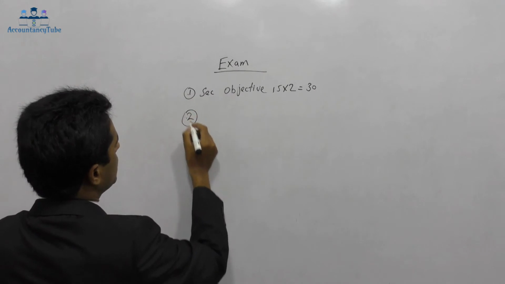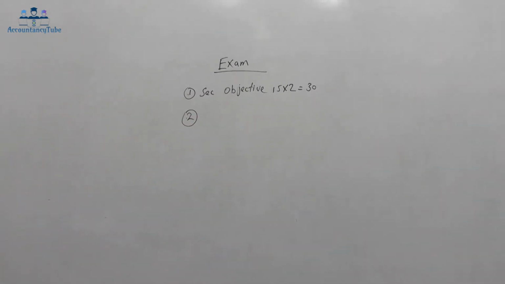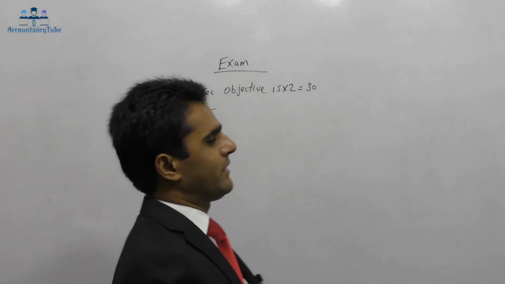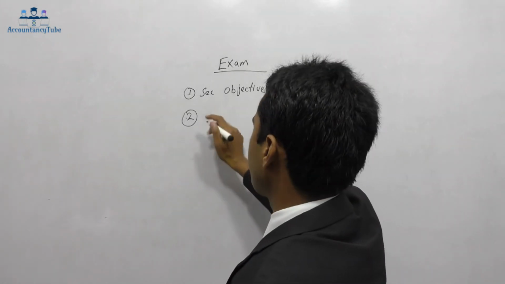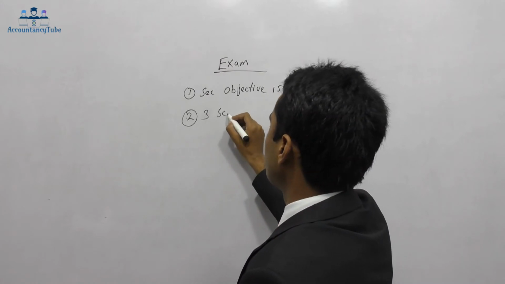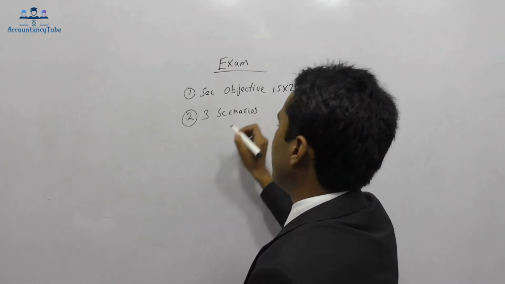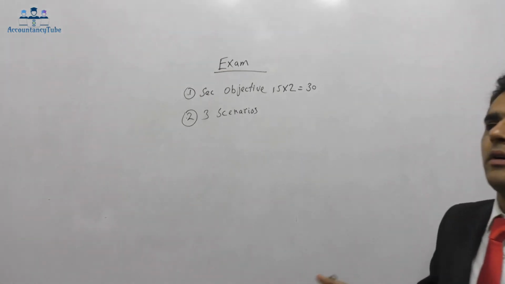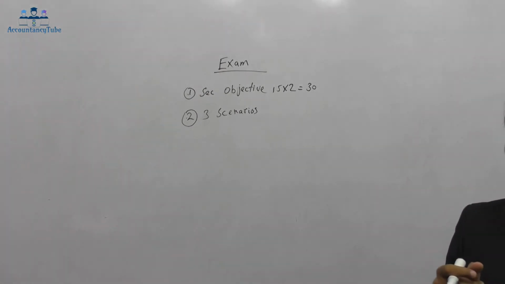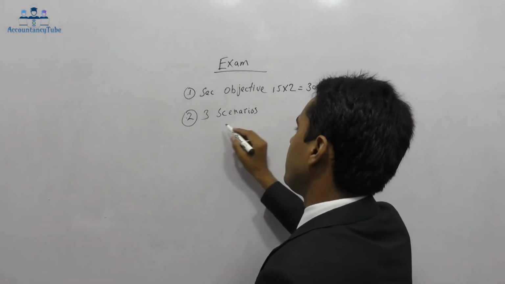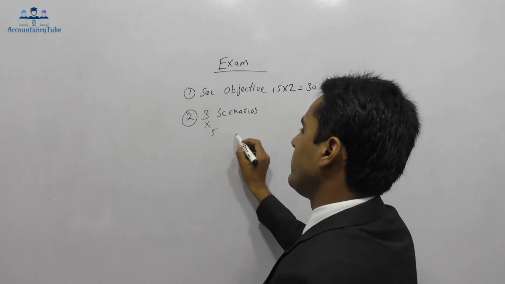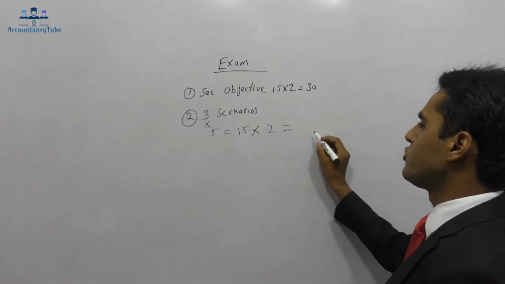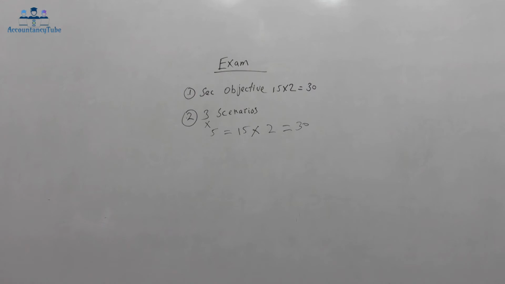Our section 2 also consists of objective test questions. However, we will be given 3 scenarios, and in each scenario there will be 5 questions. So altogether, it is going to be 15 questions: 3 scenarios with 5 questions each, and each question is worth 2 marks. So this section is also worth 30 marks.